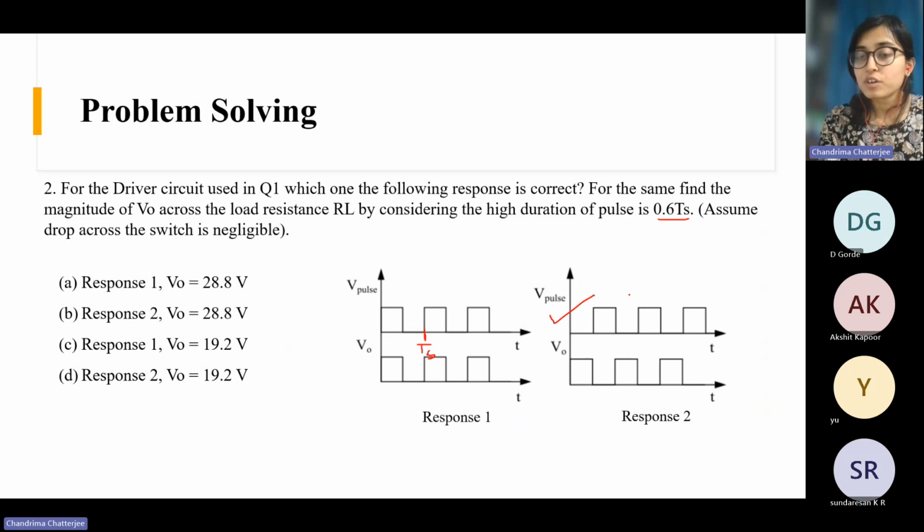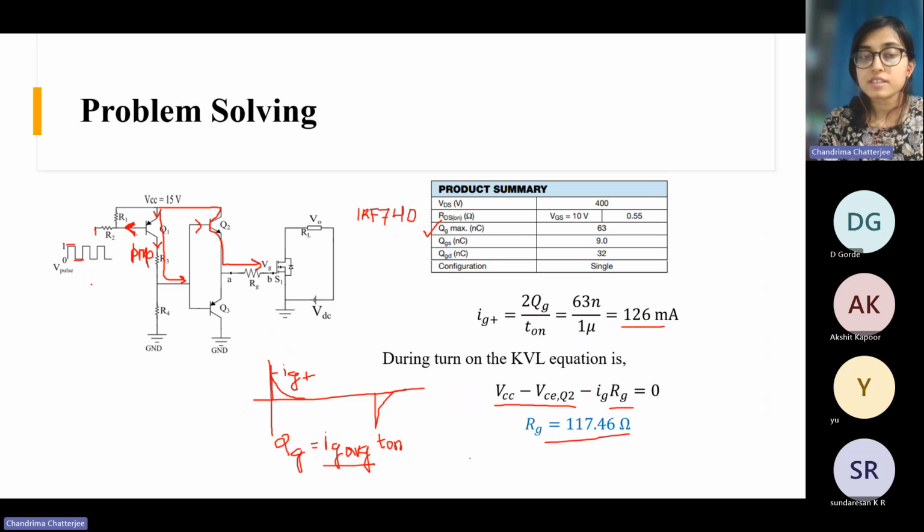You understood, right? Because when your pulse is low, your V naught will be high, and when your pulse is high, your V naught will be low. When you are giving the gate pulse here, the MOSFET is on, and the current will flow like this. Sorry, I drew the current direction opposite. The current will flow from the source like this through the MOSFET.